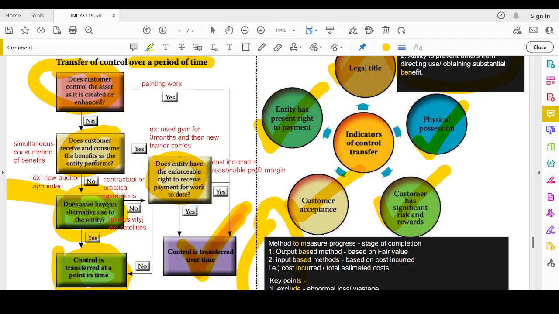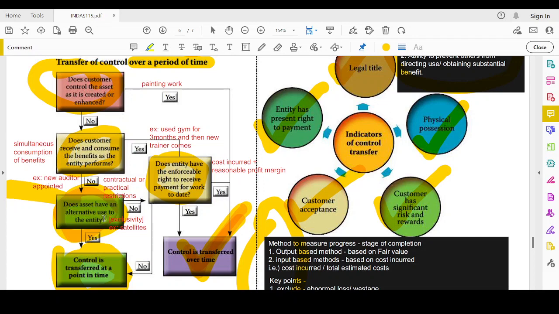Then he is asking, does the entity have an alternative use? Does the asset have an alternative use to the entity? For example, satellite construction. I have been engaged in the satellite construction business. I have to assemble a satellite and give it to you. Under your contractual instructions, I will not be able to transfer this asset to somebody else. There is no alternative use. Then control is transferred over a period of time.